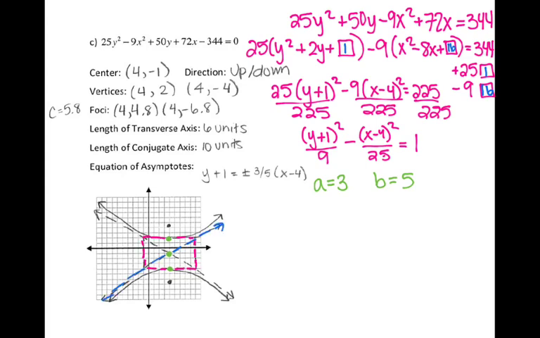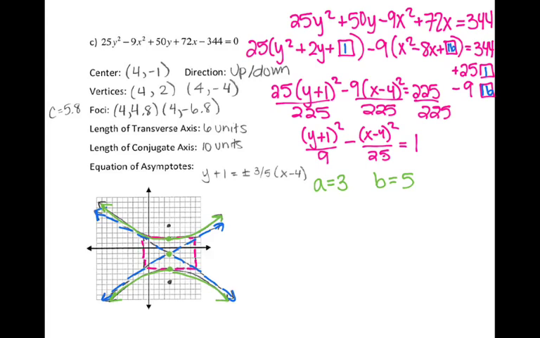So that's what I'm graphing in blue. And your asymptotes will help you figure out how wide or how narrow to make your hyperbola. So now that I have my asymptotes, I can go ahead and graph the hyperbolas. I'm going to start at each vertex and extend towards the asymptote. And there is your graph.